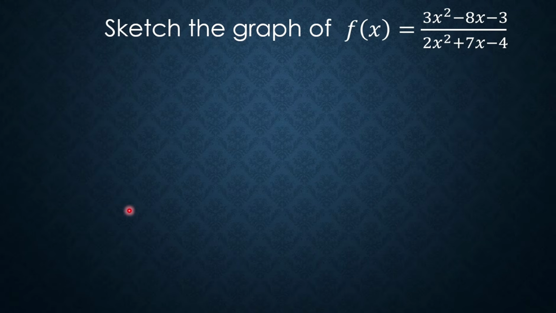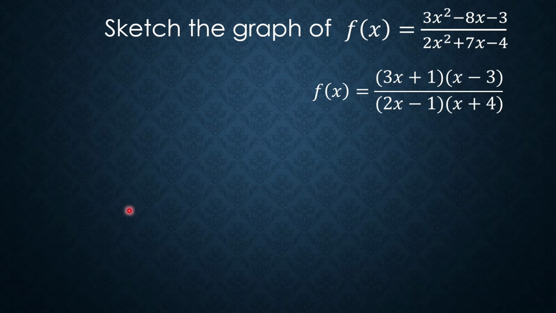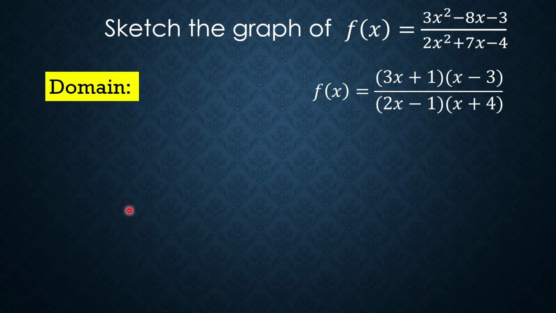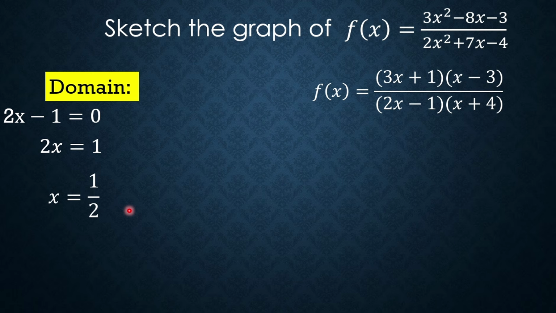Okay, I have the last example. F of x is equal to 3x squared minus 8x minus 3 over 2x squared plus 7x minus 4. Now, since trinomial ang given numerator and denominator, i-factor natin para mamaya pag kinuha natin yung mga properties ng rational function, hindi tayo mahirapan. Okay, to find the domain, we have two factors, 2x minus 1 and x plus 4. So, equate lang natin yung dalawa na yan sa 0. So, unahin natin si 2x minus 1. So, 2x is equal to positive 1. Divide both sides by 2, so x is equal to 1 half.